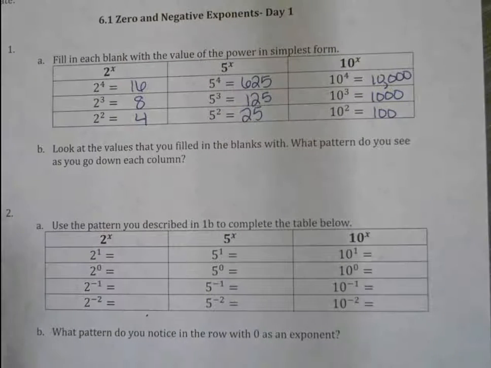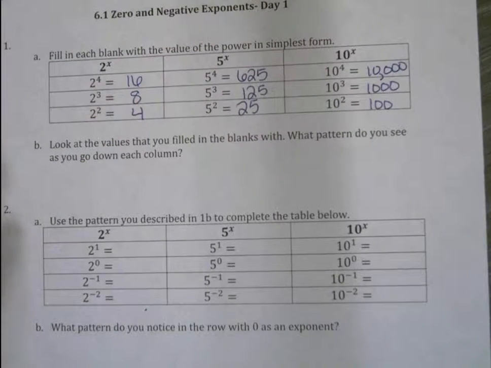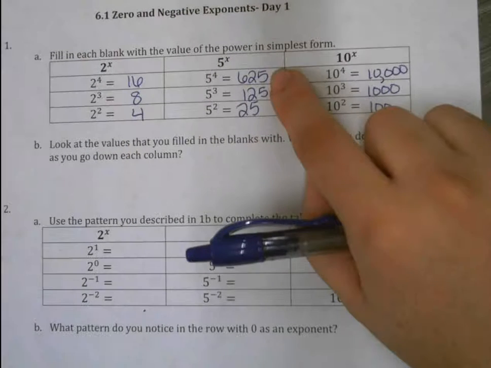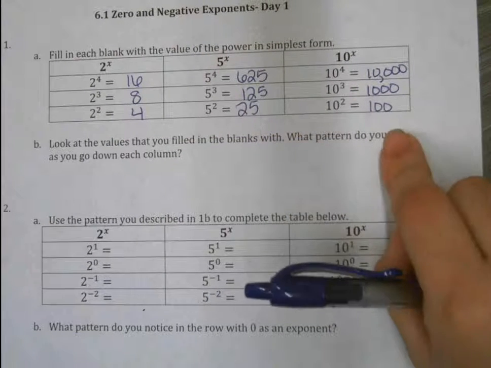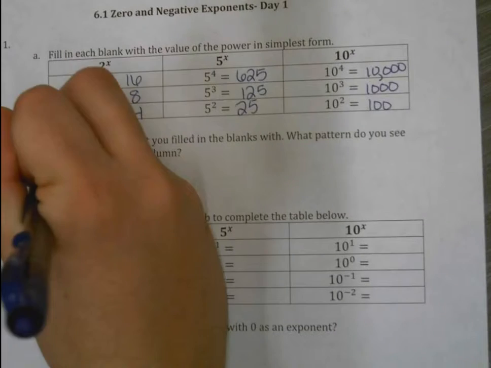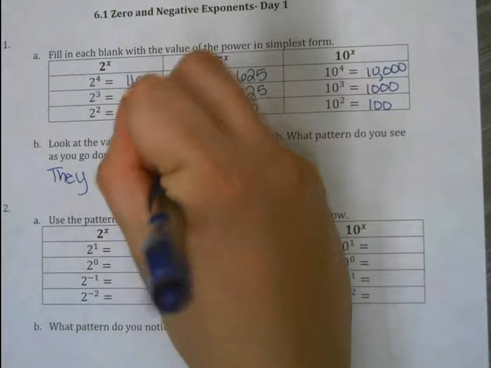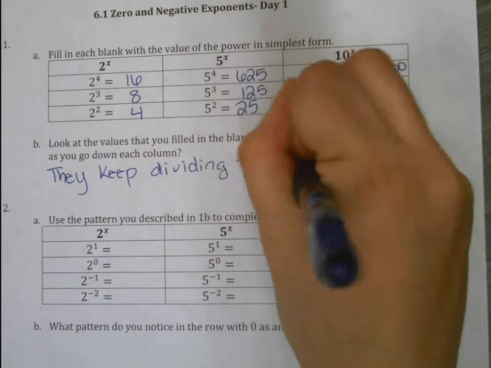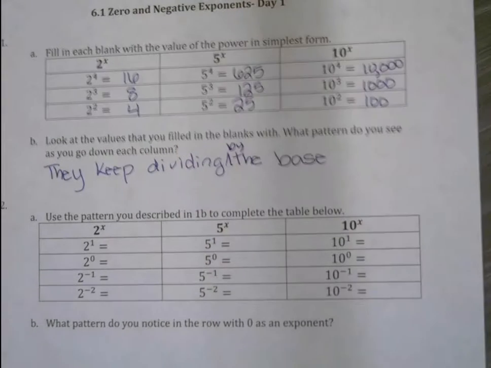By how much? Like specifically at the 2 column, how much are they going down by? How do I go from 16 to 8? It's half. Each of these keeps dividing by 2. What about over here in the 5 column? How are they going down? Dividing by 5, and over here in the 10 column. So they keep dividing by their base. What do I mean by base? Not the exponent. Yeah, the big number. By the base.